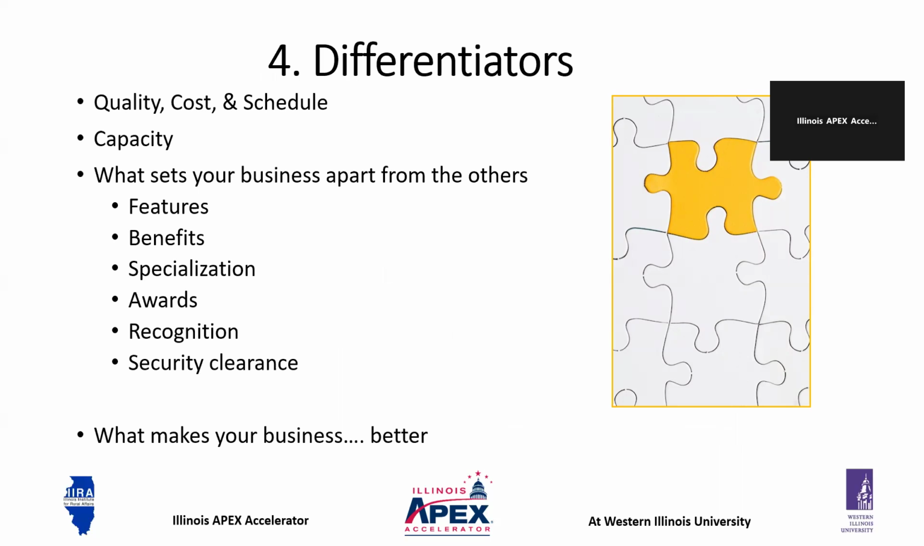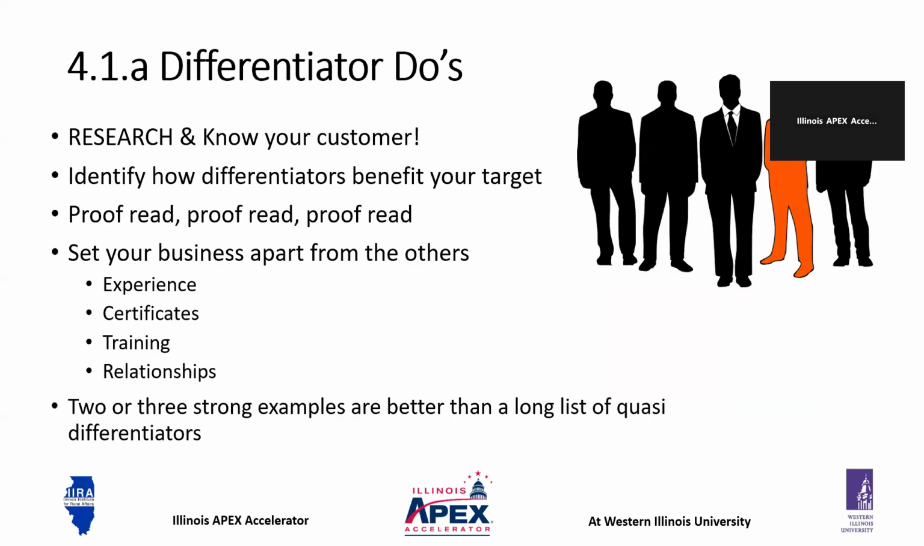Is it features, benefits, specialization, awards? Were you recognized for excellent service? Maybe a security clearance? In other words, what makes your business better? I will share with you that this is one of the sections that is sometimes the most difficult for businesses when putting together a capability statement. So what I recommend is if you still have a challenge with putting together some differentiators, reach out to one of your customers and say, why did you choose my business over others? And that could be a helpful way to start guiding you with finding differentiators.